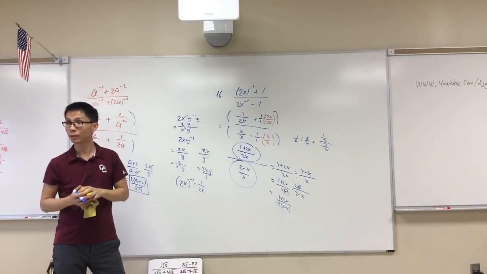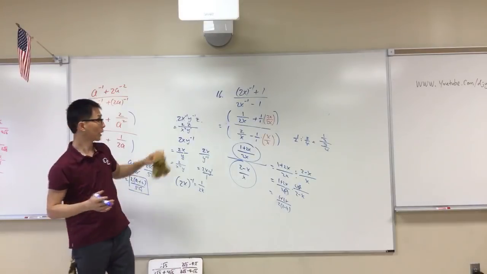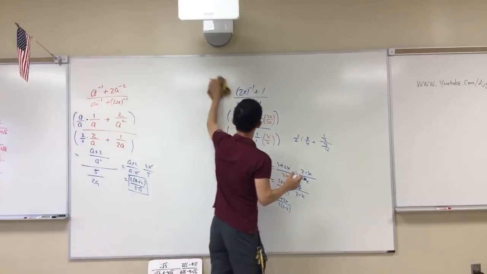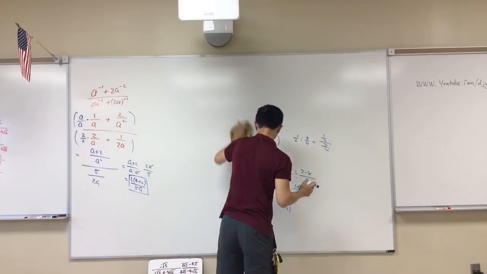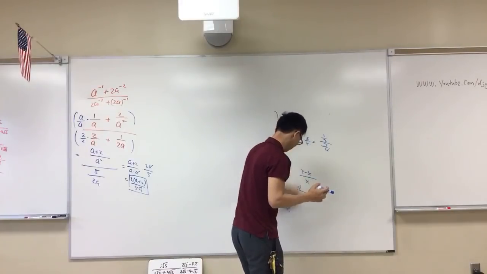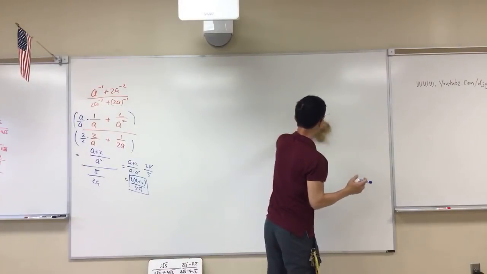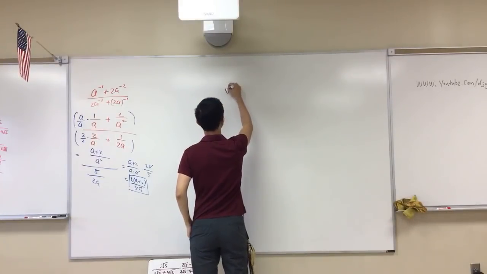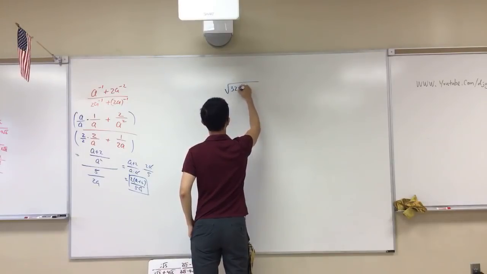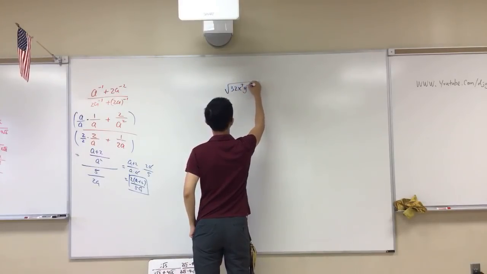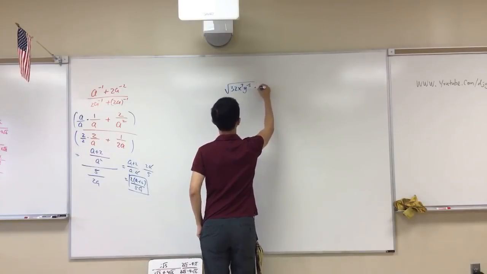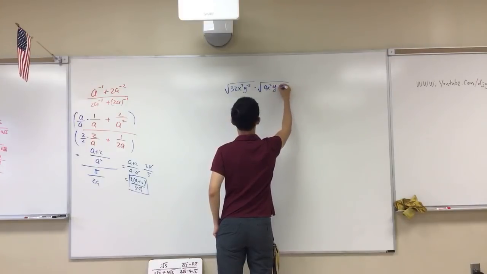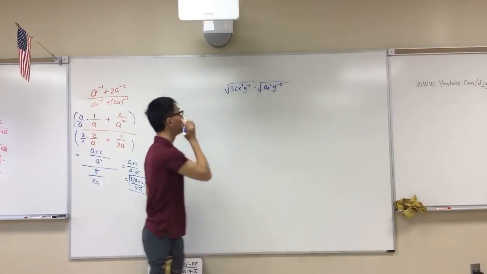Your question? No? Okay, so can I go to the next question? What's the next question? Square root of 32x to the 7, y to the negative 5, times square root of 4x squared, y to the negative 5. Okay, that's perfect. Now let's look at this question.